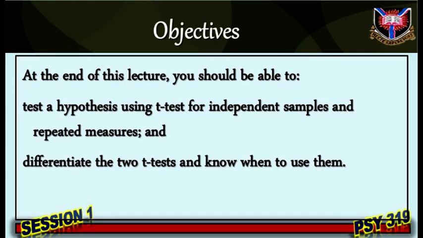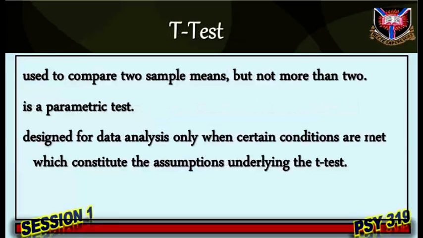Objectives. At the end of this study section, you should be able to: 1. Test a hypothesis using t-tests for independent samples and repeated measures, and 2. Differentiate the two t-tests and know when to use them. Pretest. Why use t-tests for independent samples?